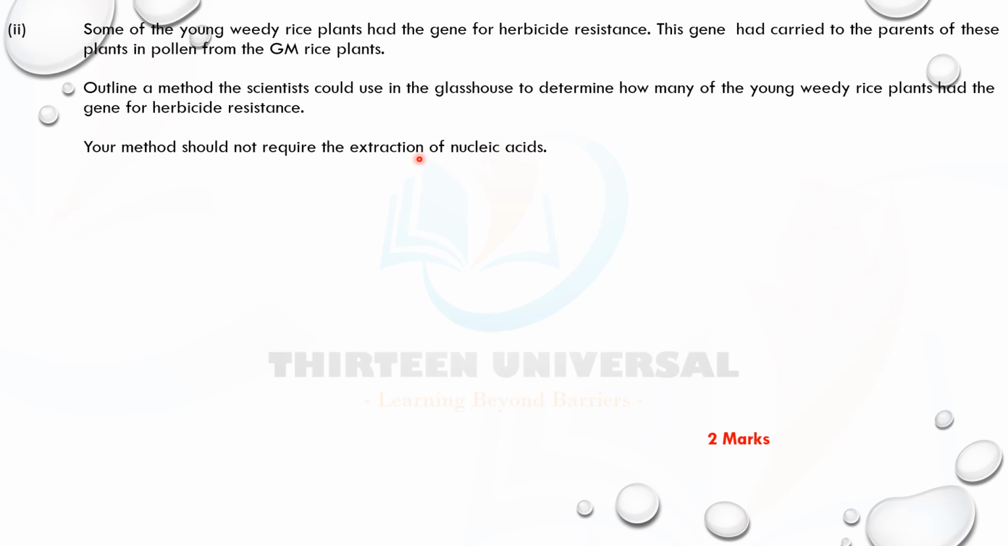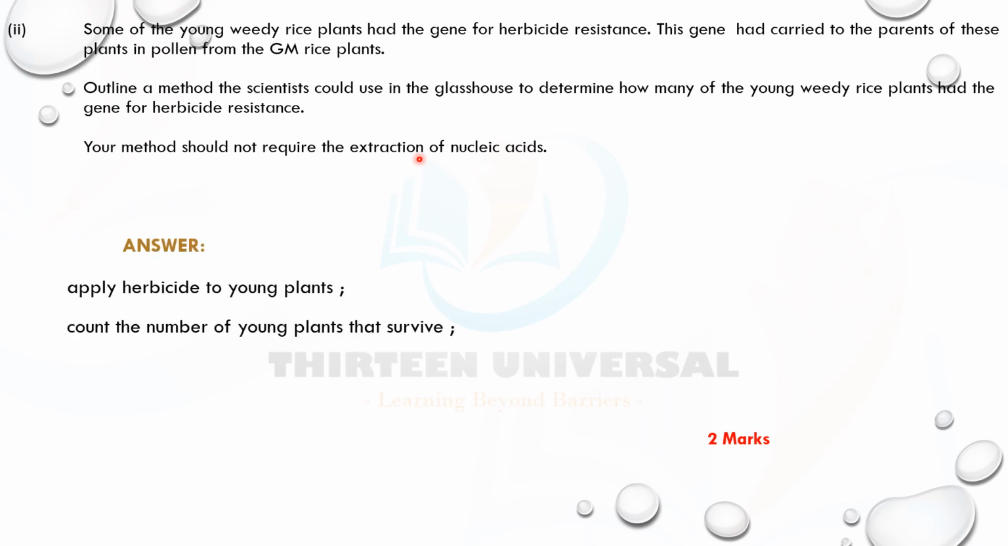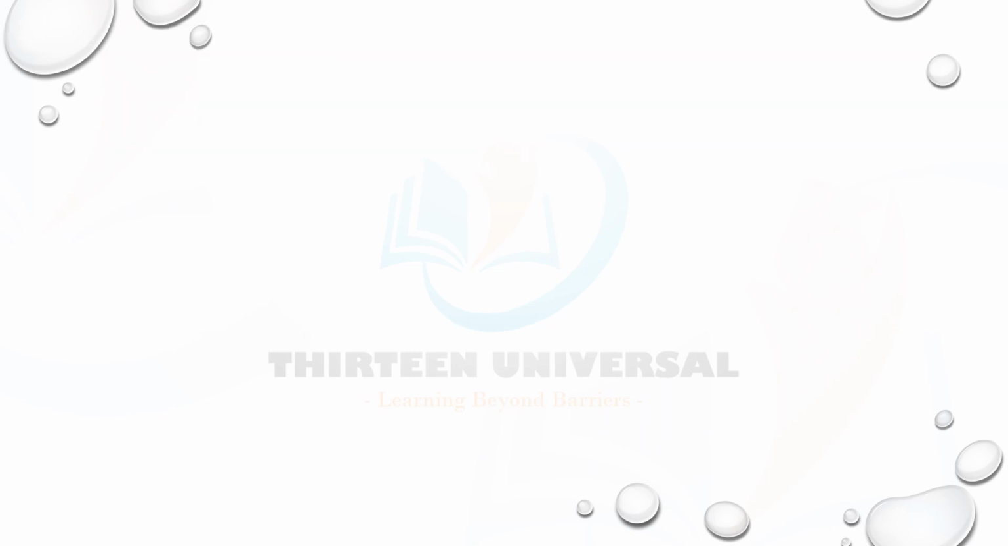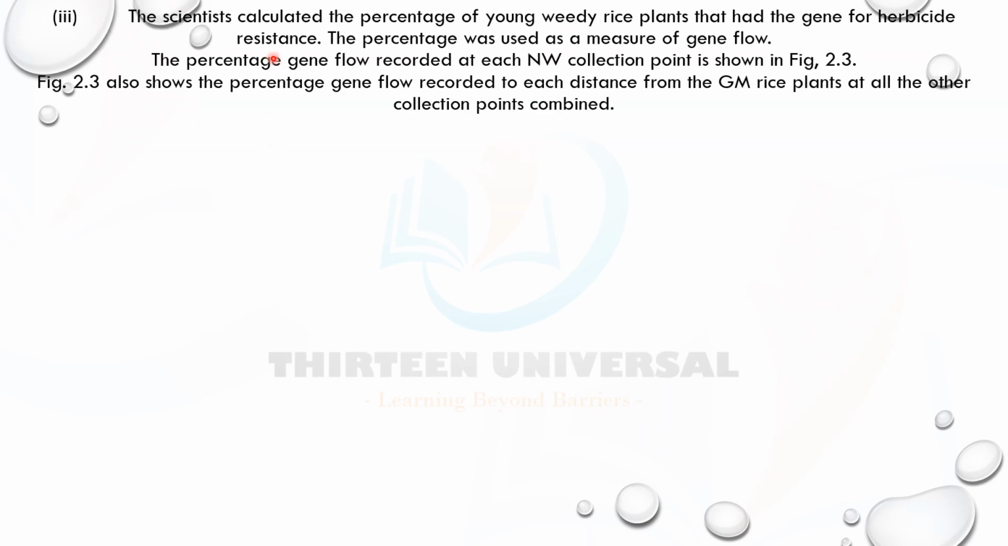Simply, just apply herbicide and count the number of rice that survives. Apply herbicide to young plants. Count the number that survives. Now the scientists calculated the percentage of young weedy rice plants that had the gene for herbicide resistance. The percentage was used as a measure of gene flow, the dependent variable.